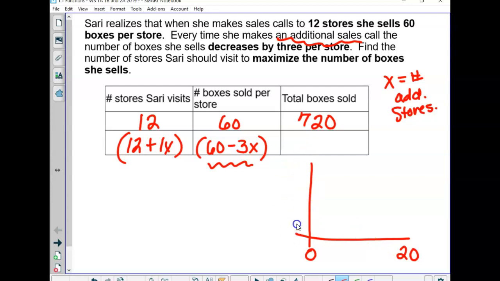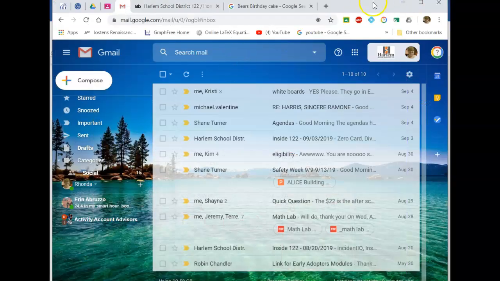What's up and down? It represents how many boxes sold. So we know we're up near 720. So I would probably just go up to like 1,000. Okay, can you type that in real quick, this algebraic expression?